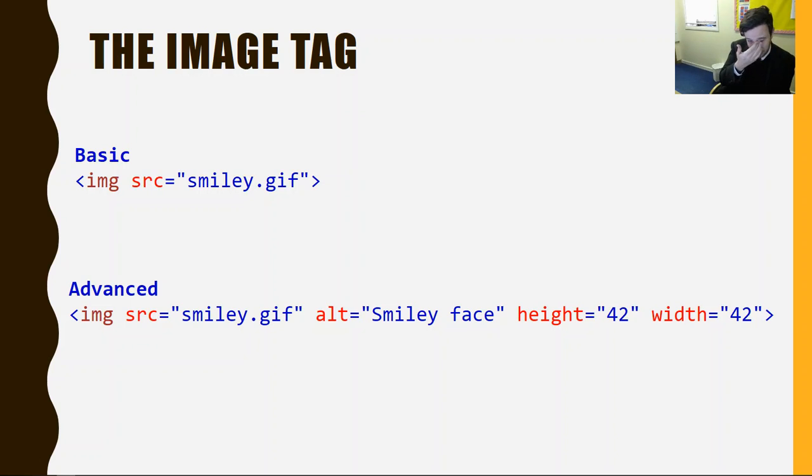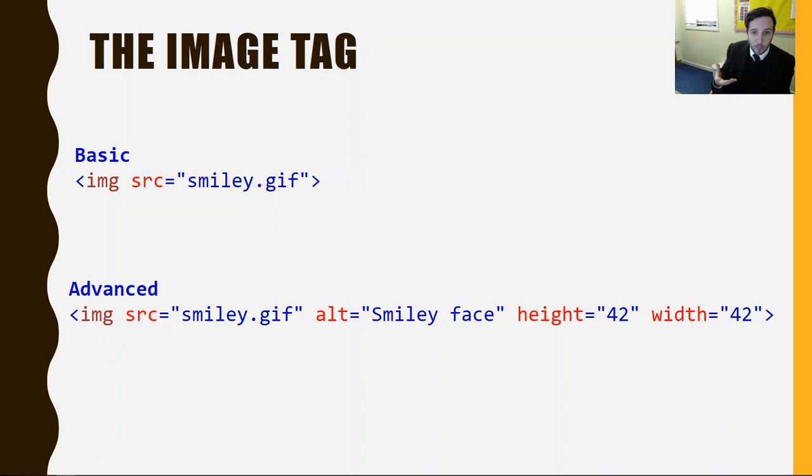So here you can see under the basic we've got IMG meaning image, SRC meaning source, and then smiley.gif, inferring that we've created a smiley face, but that's the file name, and that will need to be saved into the same folder as the page that you wish it to be on.